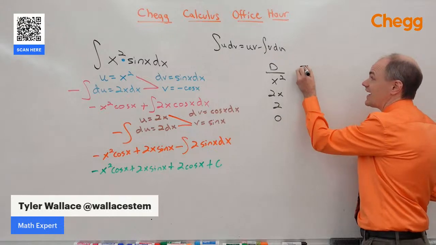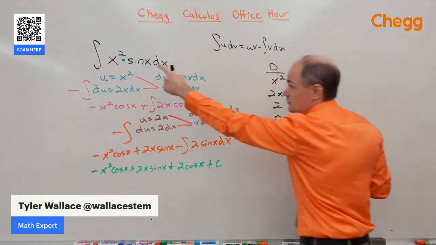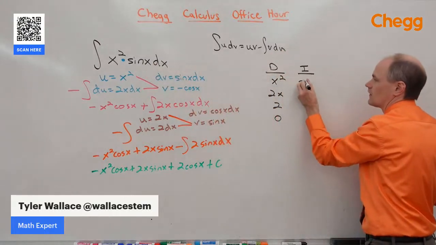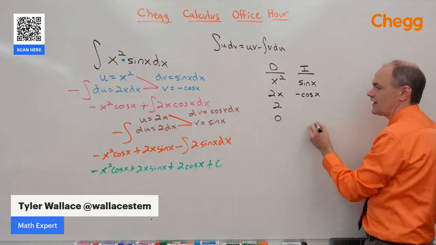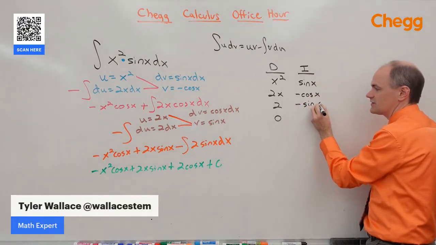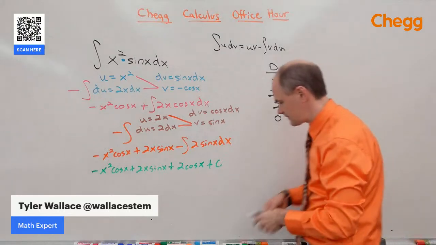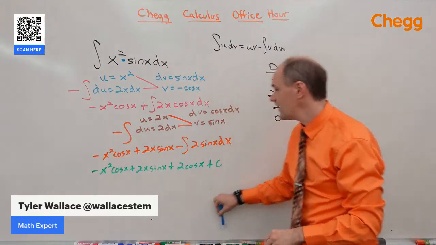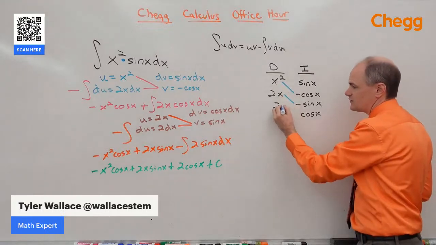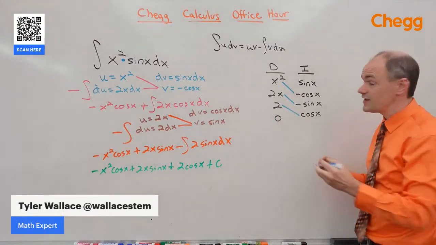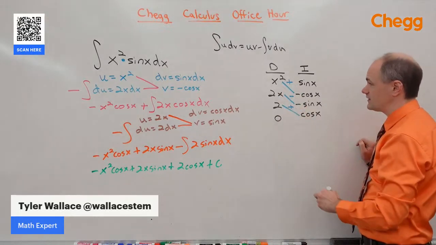Then we can take antiderivatives, or integrals, of the second part, which was the sine of x. Sine of x has an antiderivative of negative cosine of x, which has an antiderivative of negative sine of x, which has an antiderivative of cosine of x. Then, to get our final answer, all I'm going to have to do is multiply these diagonals together and alternate the signs. It's going to start positive, then negative, and then positive.